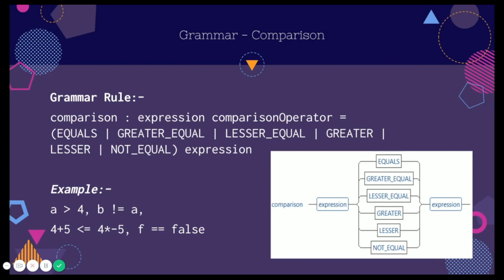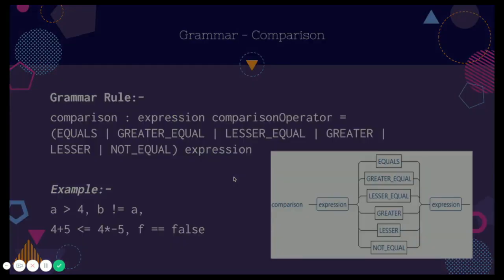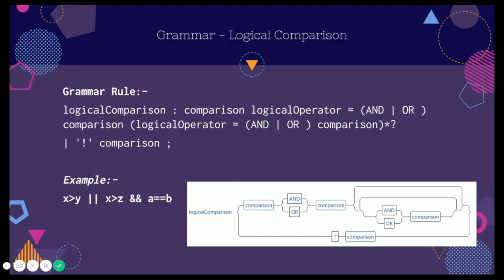The language can compare two expressions. These are comparison operations like, say, if x is equal to y, if x is greater than 10, etc. The language has a very easy to follow syntax, as we can see in the examples here. In the same vein, logical operators like and, or, and not are combined with the basic comparison operations.